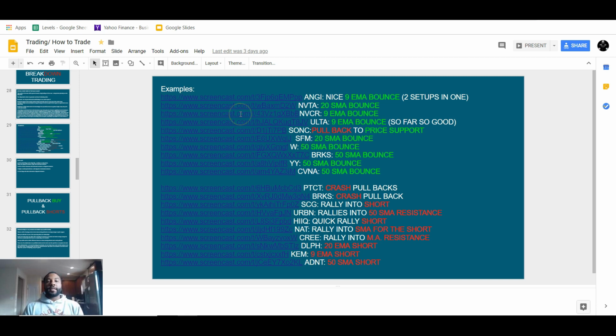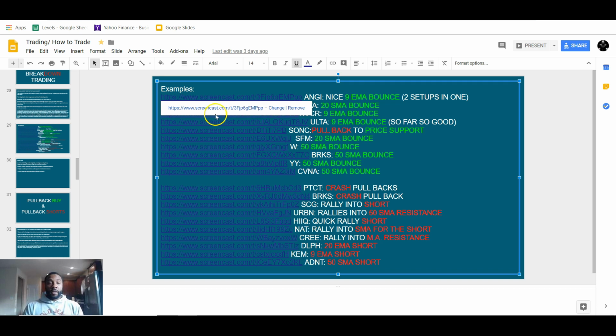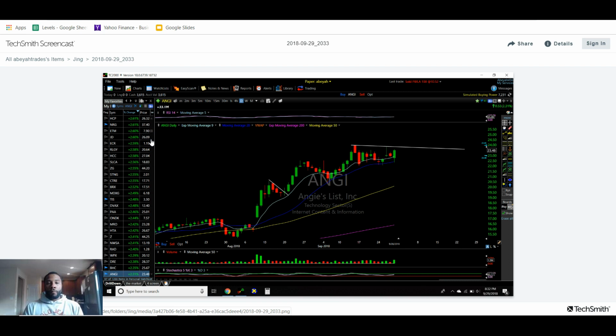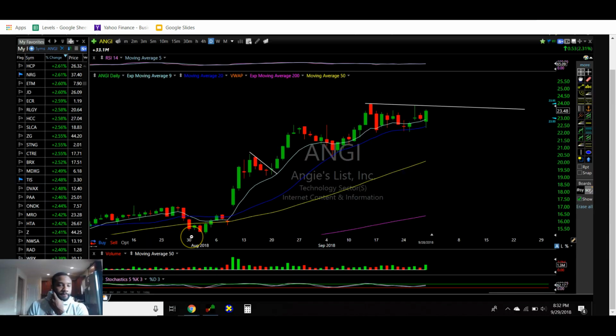All right, so this is ANGI. So I wrote here, a nice 9 EMA bounce. See? Two setups in one. Let's see what we got here. So this is ANGI. The stock seems to be in a little bit of an accumulation phase here. But then we got a nice break over this resistance area, right?